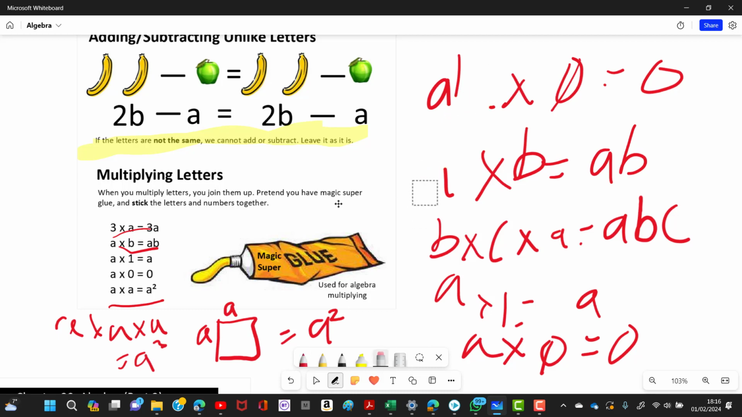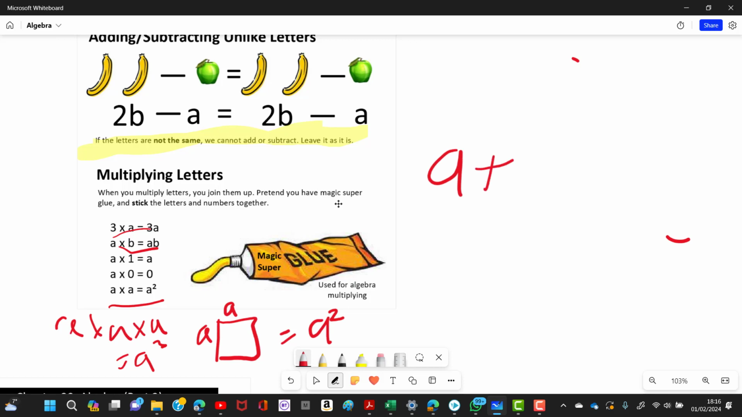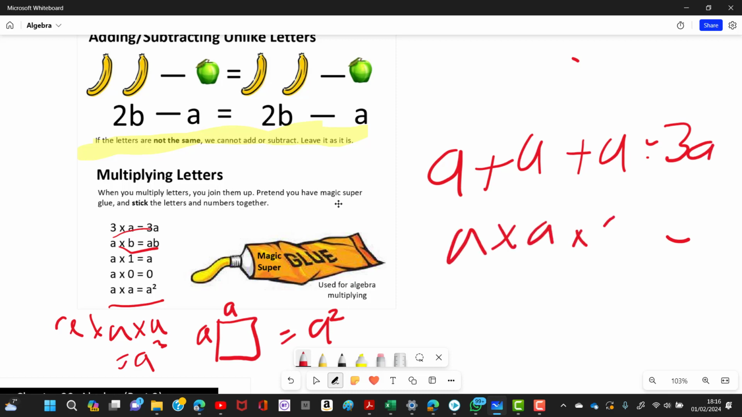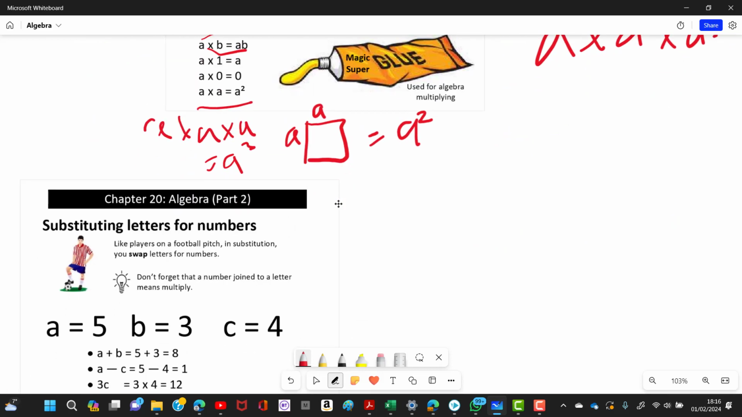And one last thing you should know, just to remind you. So going back to the original one, going back to adding letters, A plus A plus A. How many A's do you see? 3. So you say 3A. Okay. But A times A times A, it's A cubed.